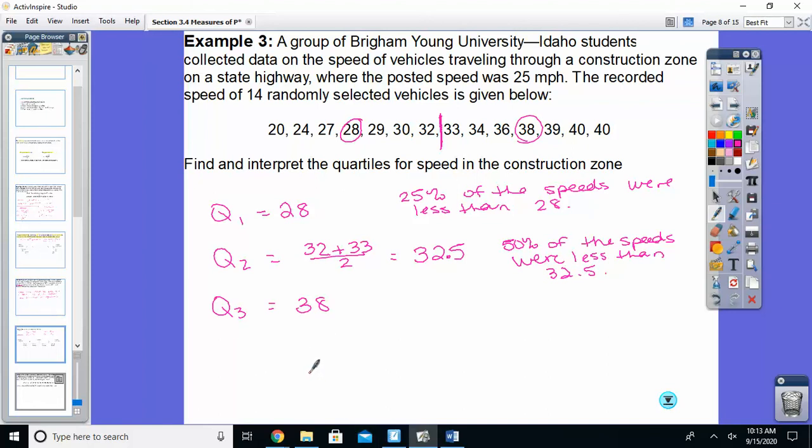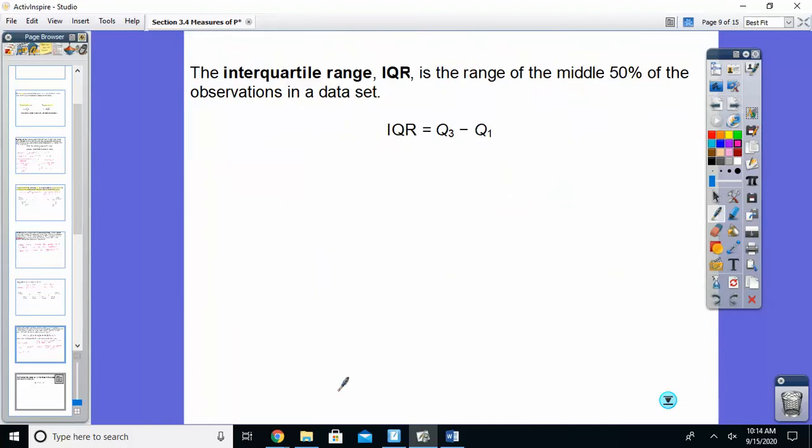Okay, any questions about that? With quartiles, something that we talk about is the interquartile range. This is on your formula sheet, right under the z-score stuff. It's IQR. The interquartile range is basically the middle 50%. So it's quartile 3 minus quartile 1. If I find an interquartile range of 7, that means half my values were within 7 of each other. It tells you where the middle 50% fall.